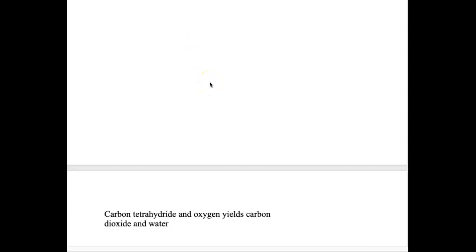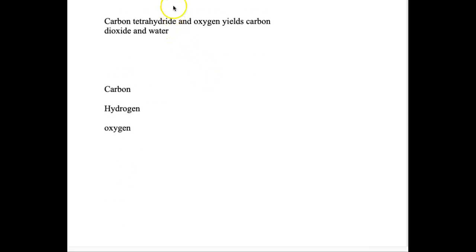All right, let's try another example. Carbon tetrachloride. How do we write that? Well, I'm glad you asked.